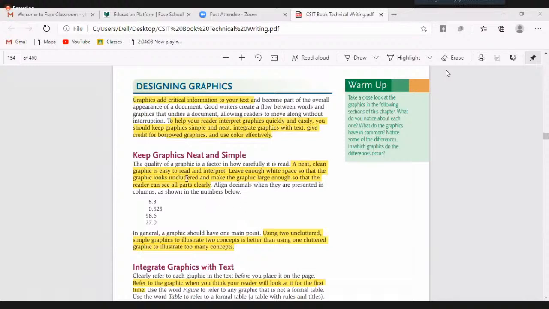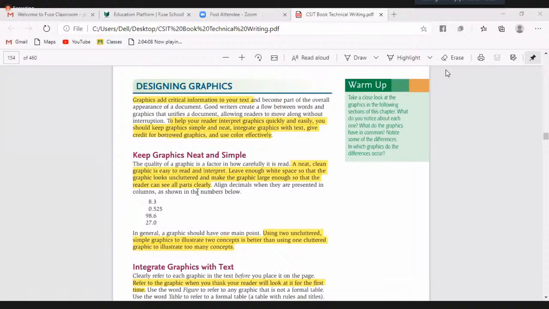So let's see. The first point is keep graphics neat and simple. I have highlighted some important points. A neat, clean graphic is easy to read and interpret. If the graphic is neat and clean, then it becomes very easy for the reader to read, understand and interpret. Leave enough white space so that the graphic looks uncluttered, and make graphics large enough so that the reader can see all parts clearly.